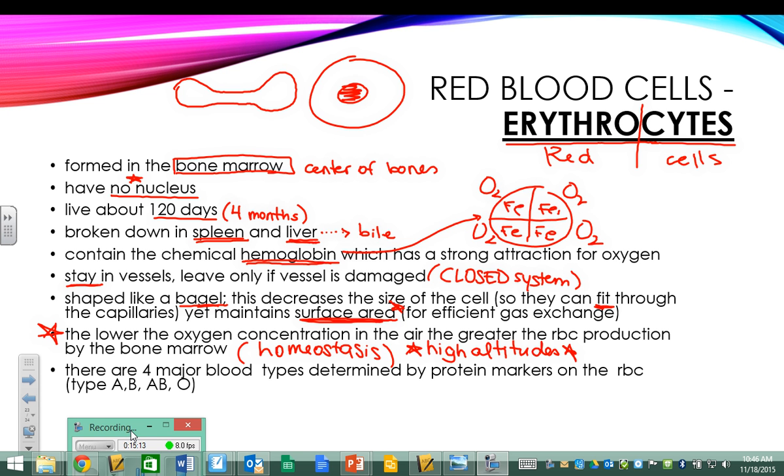The thing with homeostasis is that it's not instant. So once you leave the higher altitude, it would take a while for your body to realize, hey, I'm not at the high altitude anymore. And so you would have that higher level of red blood cells, at least for some period of time, after leaving the high altitude area.